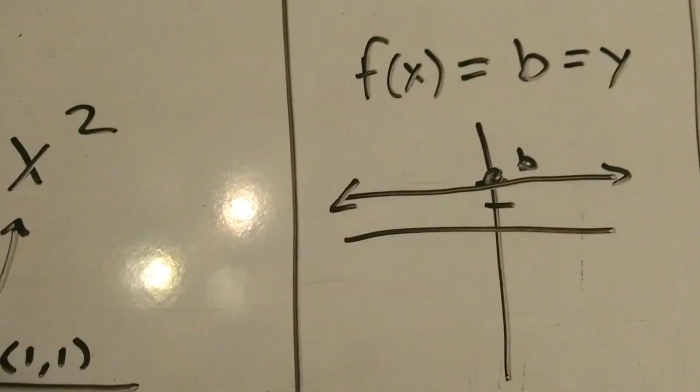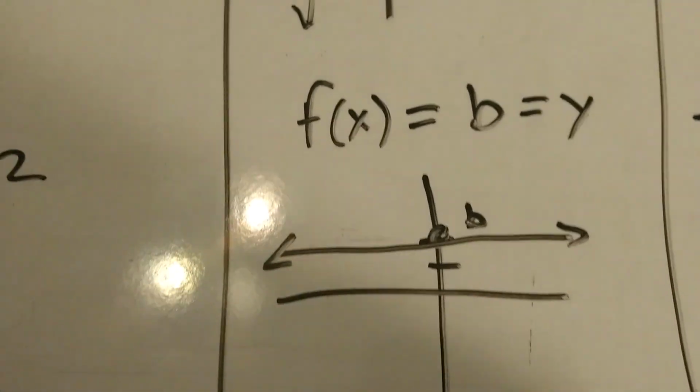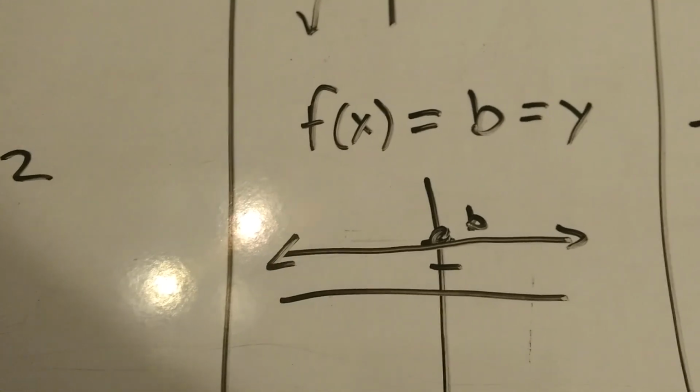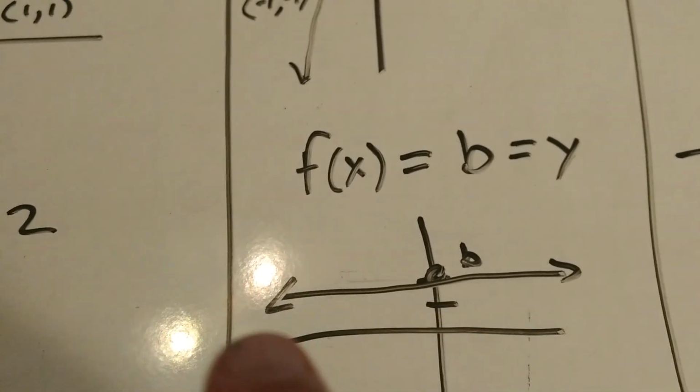Then we have what we learned was the horizontal line where f of x equals b. Make sure you understand that little b means y. So this is a horizontal line going through whatever b is.